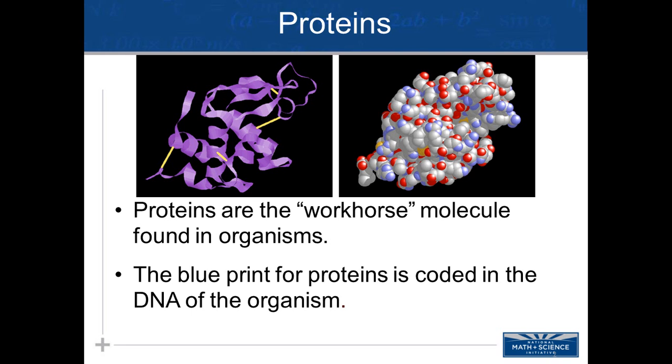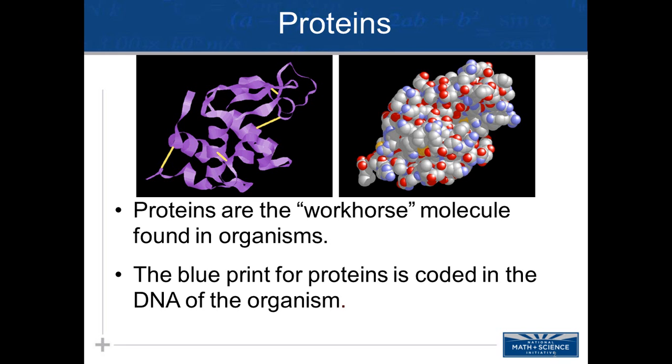The blueprint or the instructions for the construction of different kinds of proteins is coded in the DNA of an organism. Humans have over 200,000 different kinds of proteins, and when you take into consideration all the different kinds of antibodies produced by the immune system, it's actually much higher. Proteins are made out of tiny building blocks called amino acids.